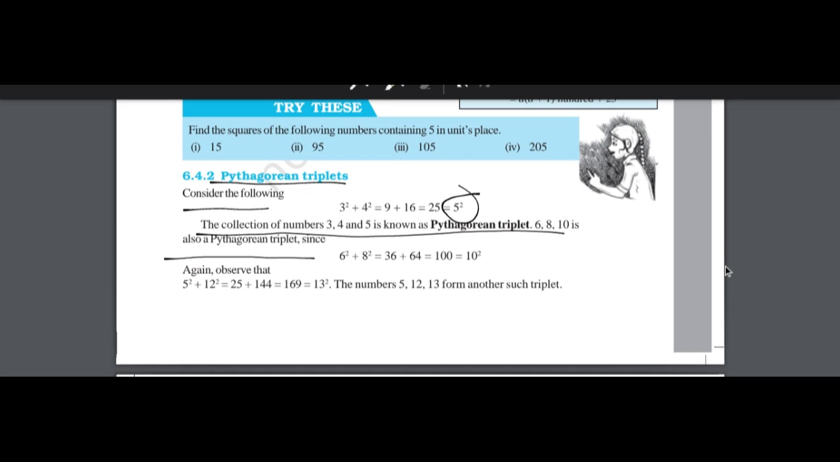Look here, 6 square is equal to 36. 36 plus 64, we get the answer 100. And 100 is the square of 10. By adding the sum of square of two numbers, and their answer is the complete square of one number, that is known as Pythagorean triplet. You have to write important on above Pythagorean triplet.